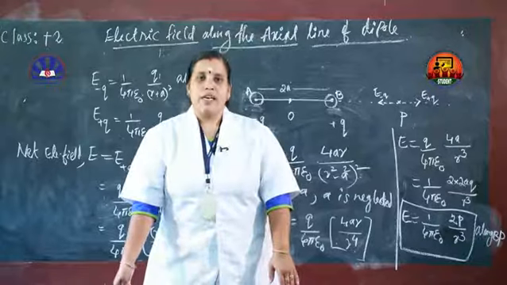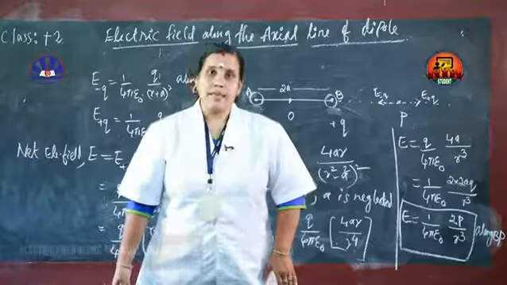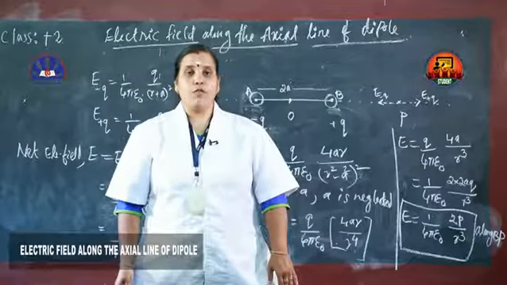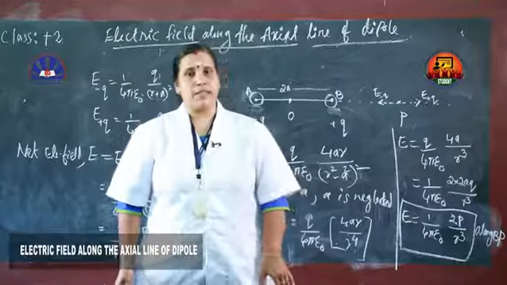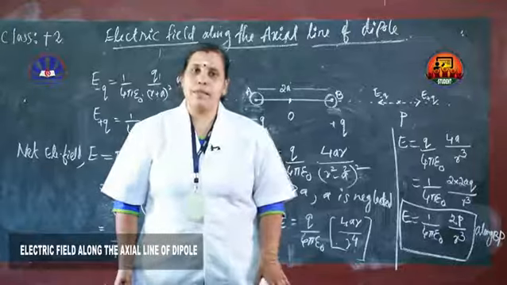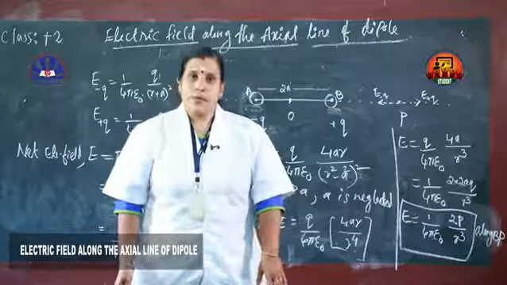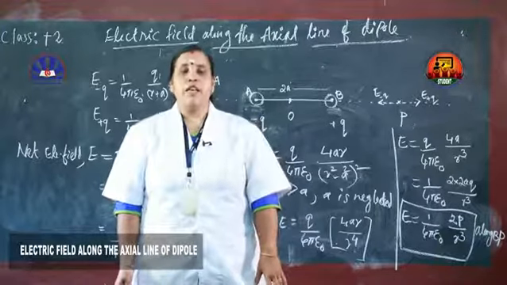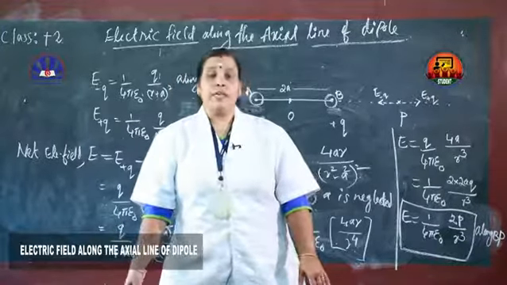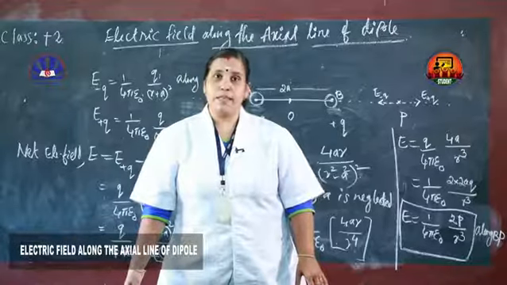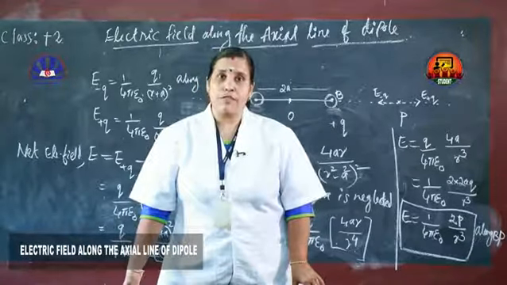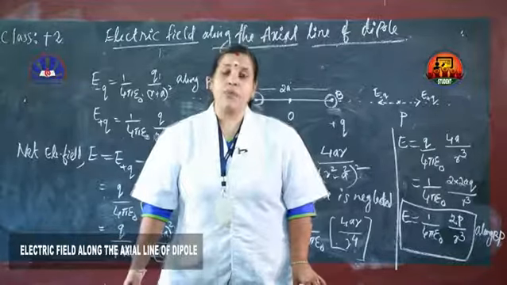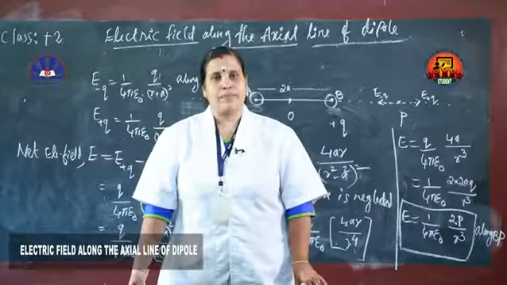Okay, students, now we can discuss the electric field produced by the dipole. We know that the dipole consists of positive and negative charges. The total charge of the dipole is 0. Even then the dipole will produce an electric field around it. From the examination point of view, this is a very important part of the first chapter. We are going to find the electric field along the axis of the dipole as well as along the equatorial line of the dipole.